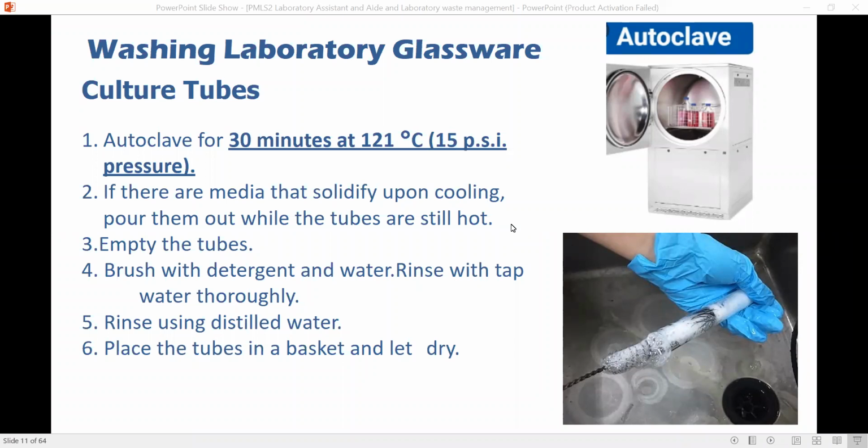And then you empty yung tubes and then brush with detergent and the water, and then rinse with tap water, and then rinse using the distilled water. So same, pareho lang dun sa basic. Ang kaibahan lang dito, you have to autoclave first before you wash or brush with the detergent. Kailangan ma-autoclave muna siya to kill all the microorganisms.